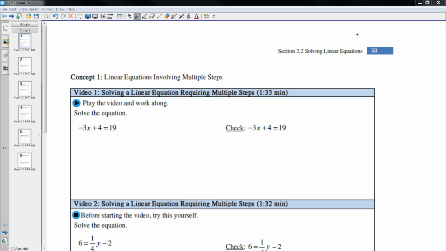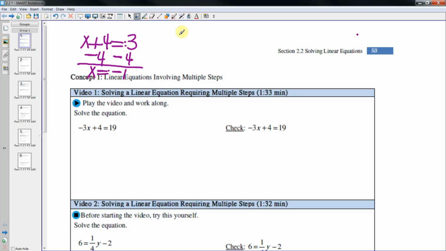All right, so today we're going to be talking about solving linear equations that have multiple steps. We've talked about solving equations that have just one step, and we had something like x plus 4 equals 3, and we had to subtract 4 from both sides, okay? And then we solved that one, so x equals -1.